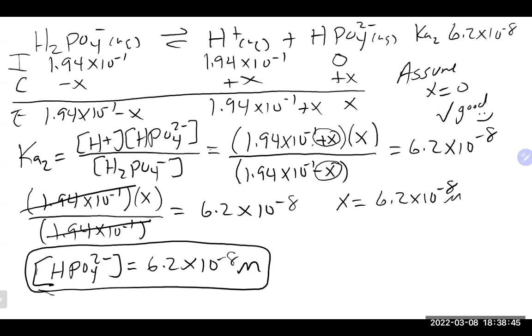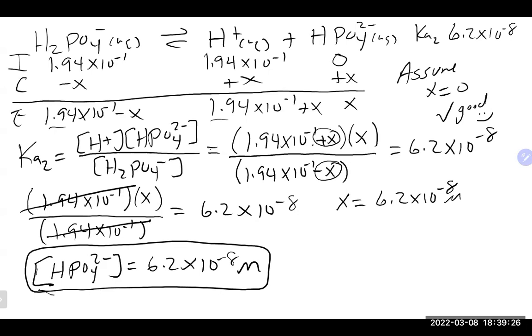What is our concentration of H plus at this point? What do you get when you take 1.94 times 10 to the minus 1 and you add 6.2 times 10 to the minus 8? You end up with 1.94 times 10 to the minus 1 still. Same thing with the H2PO4 minus. If you take 1.94 times 10 to the minus 1 and you subtract that number, you will still end up with the same number. So these guys' concentrations did not really change all that much, and they're actually still the same at this point. So if you put it in, you'll still get the same number. Any questions on that point?